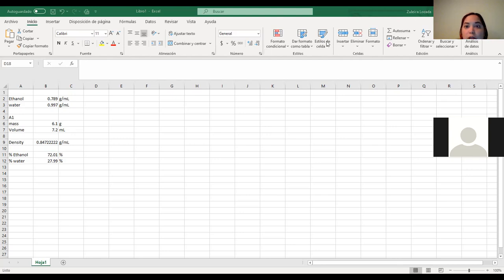So I will keep the sharing here for the Excel. I need to save it later, so I will put it in the folder under the distillation lab folder.